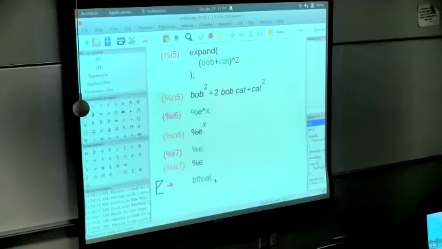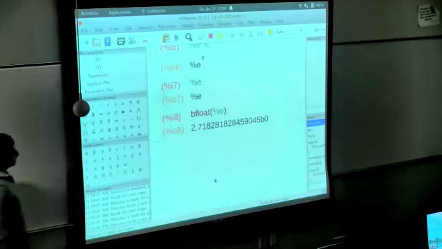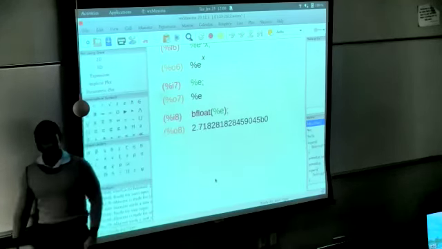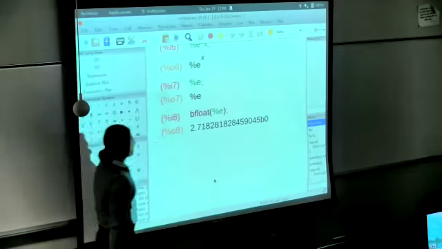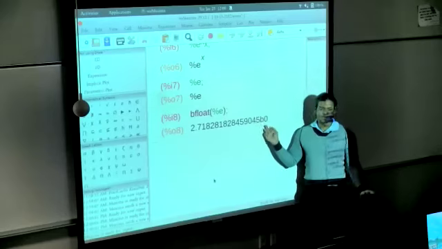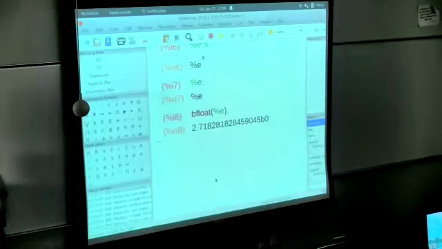You can use bfloat of percent e. Good. And there it is, 2.71828. Good question, what's that? The b0 at the very end simply means 10 raised to 0. It's in base 10.